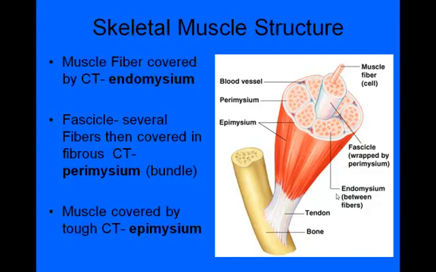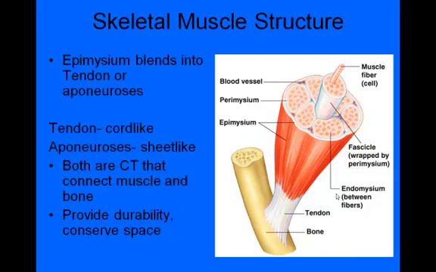Then we take all those muscle cells and we group them into fascicles, which again you can see on the illustration to the right. Each fascicle is then covered with perimysium. Then we take a bunch of fascicles, group those together, and that makes up an entire muscle, which is then wrapped with epimysium.